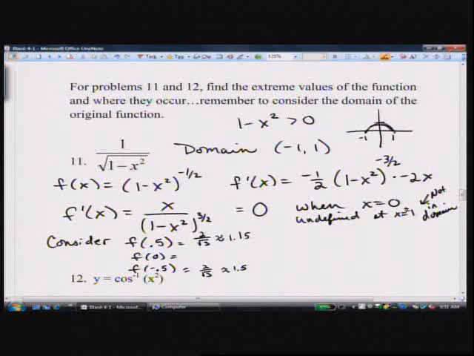If you plug 0 in, it's going to be 1 over 1 minus 0, which is just 1 over the square root of 1, or 1. Okay? So what do y'all want to say you have at 0?